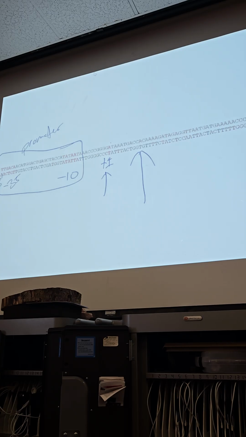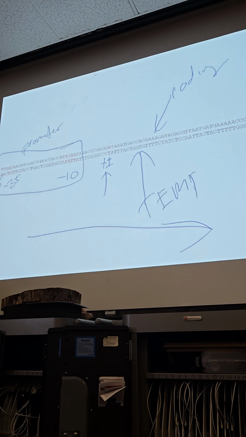What direction is RNA polymerase going? Right to left or left to right? Left to right. It's moving 3' to 5'. So therefore we're going this direction. Therefore, is the top strand coding or non-coding? Top is coding. Therefore, the bottom must be template.